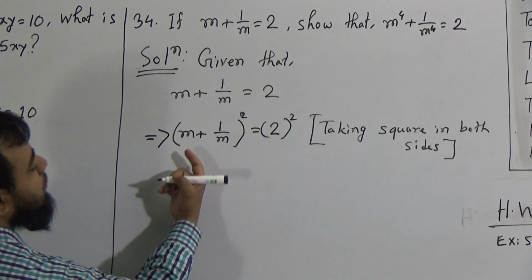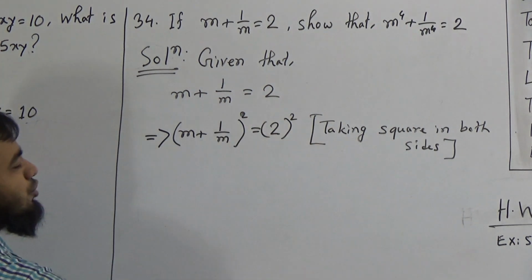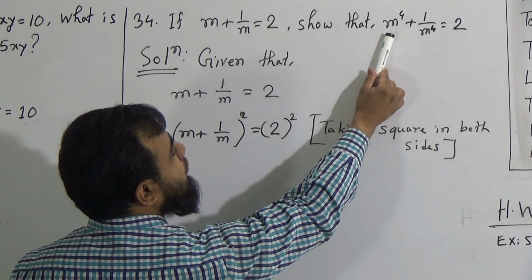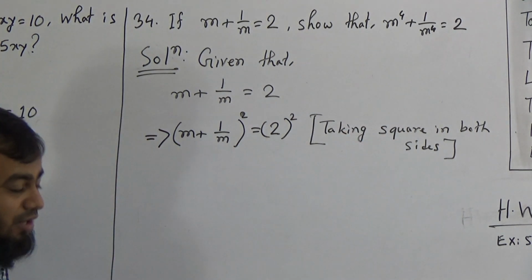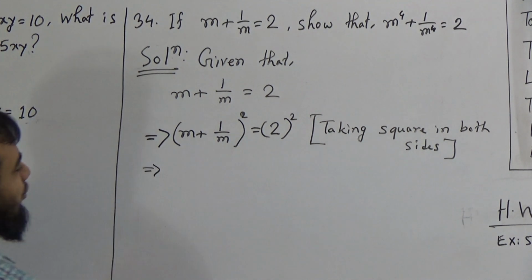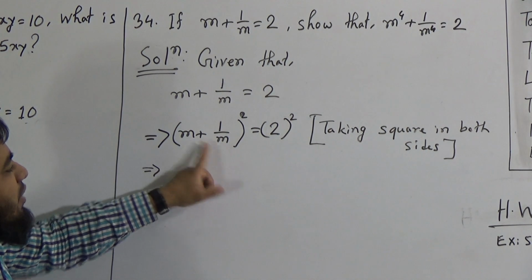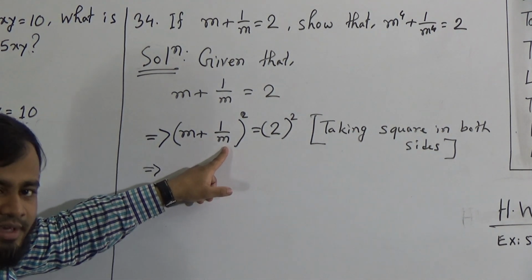We'll get m plus 1 by m whole square equal to 2 whole square, because we need to create m to the power 4. That is why we will take square two times. First of all, we will take one time square. Now write the formula of a plus b whole square: a plus b whole square equals a square plus twice ab plus b square.